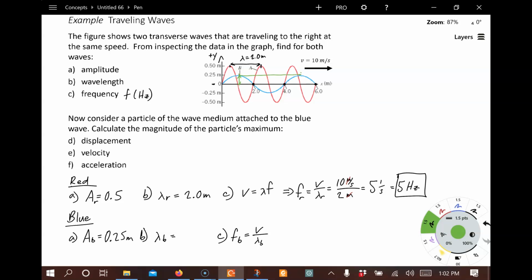Peak to peak. There we go. Lambda blue, that looks like that is going to be equal to, this is 1 meter here, and we've got 1, 2, 3, 4 of those, so 4 meters for the blue wave. And if we calculate the frequency of the blue wave, that's again same speed, 10 meters per second, divided by 4 meters. Cancel the meters out again. 1 over seconds will be hertz, and we get an answer of 2.5 hertz for the blue wave.